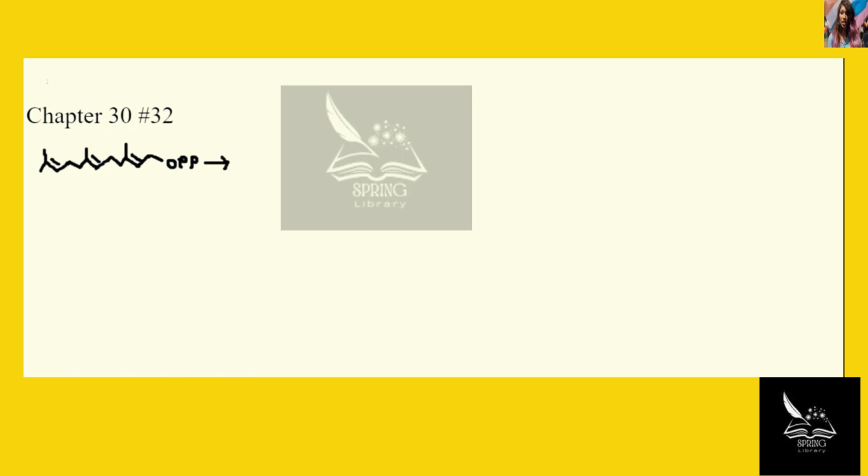This is the answer to Chapter 30, problem number 32 from the Smith Organic Chemistry textbook. This problem asks us to draw a mechanism for this cyclization reaction between farnesyl diphosphate and isopentenyl diphosphate, and then it asks us to comment on some unusual features of this reaction. So to start, I've drawn farnesyl diphosphate here.